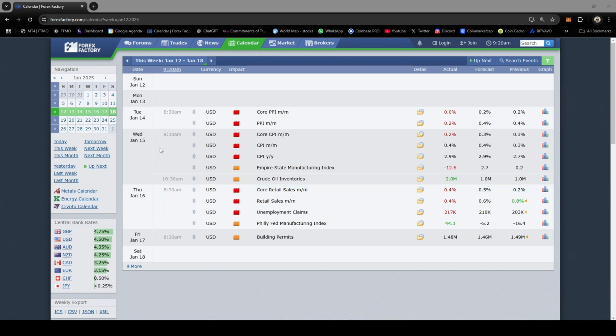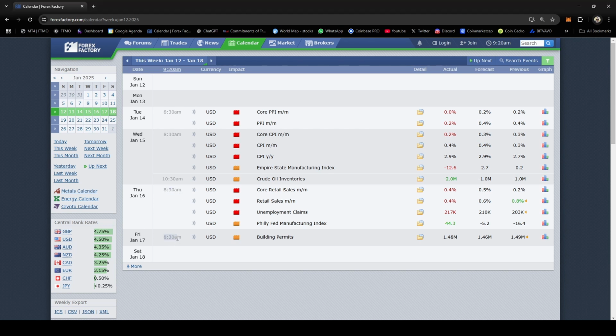So last week we had this economic calendar. On Monday we didn't have any high or medium impact news. On Tuesday we had the 8:30 a.m. PPI release. On Wednesday we had the 8:30 CPI release, and at 10:30 a.m. we had a medium impact news driver as well. On Thursday we had 8:30 news, and same went for Friday.